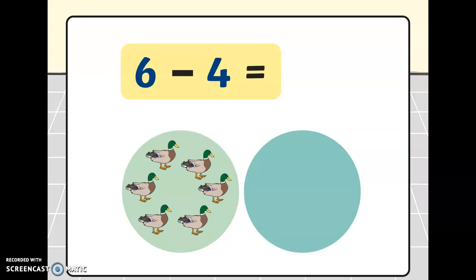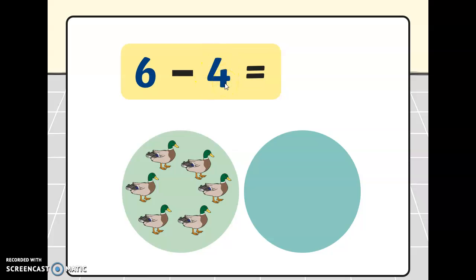Brilliant. Oh, the numbers are going bigger now, and they will be going bigger and bigger as the week goes on. So this time our number sentence says 6 take away 4. And here we've got 6 geese. Let's count them, or 6 ducks. 1, 2, 3, 4, 5, 6. So can you put 6 fingers up? We can just put one hand up, that's got 5 fingers. Hold the number 5 in your head and put one more. 6. 6 fingers.